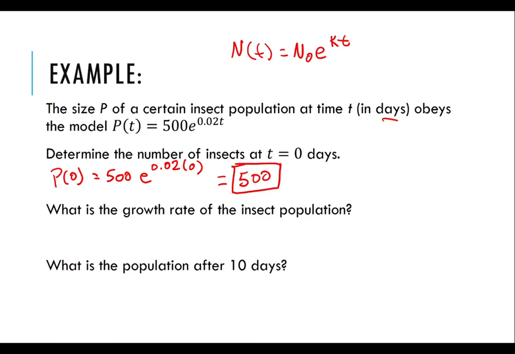Then we want to know what is the growth rate of the insect population. And so notice that our k in this situation is 0.02. Or if you needed this in a percent format, that's a 2% growth rate.